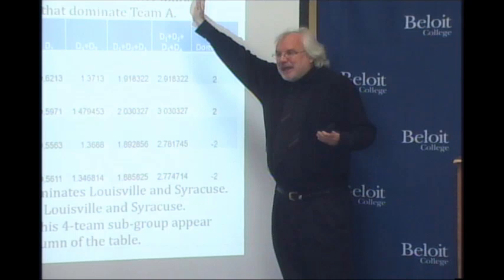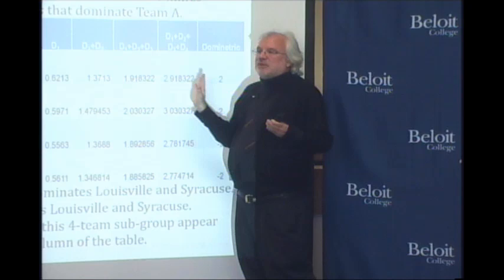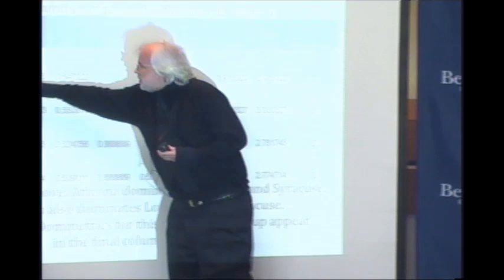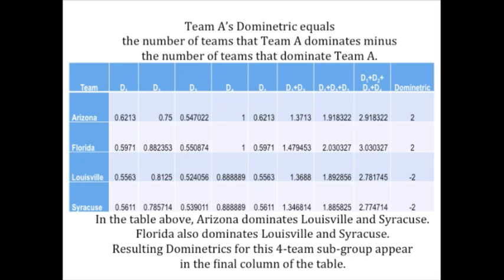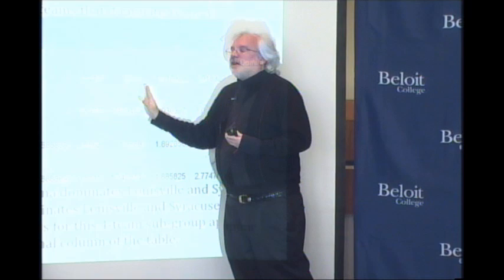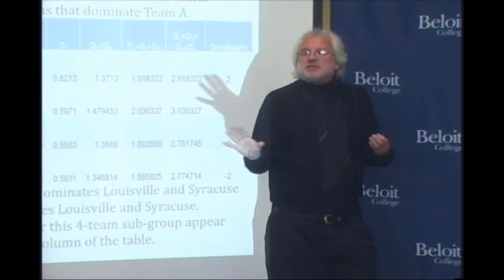Now, your dominetric is equal to the number of teams you dominate minus the number of teams that dominate you. If you look at Arizona and Florida, Arizona is ahead through the first dimension. Florida turns around and does better in road and neutral games than Arizona, but Florida defeats Arizona in this second dimension by more than Arizona beats Florida in the first dimension. And when you take the sum, the two teams become unrankable. Neither dominates the other. So sometimes there's a dominance relationship. Arizona dominates Louisville. Other times there's no dominance relationship, as for example, between Arizona and Florida.